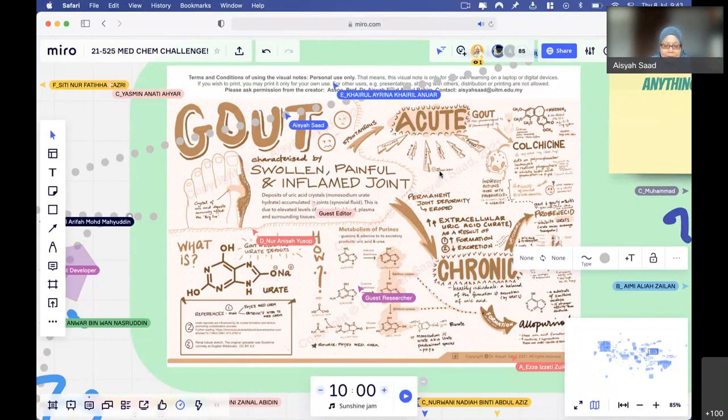So gout is characterized by swollen and painful inflamed joints. If you look at gout, it's actually about deposits of uric acid crystals. Usually the deposit will be at the joints, and somehow the body has preferences towards where it's going to deposit the excess uric acid, and usually it is deposited near the big toe.